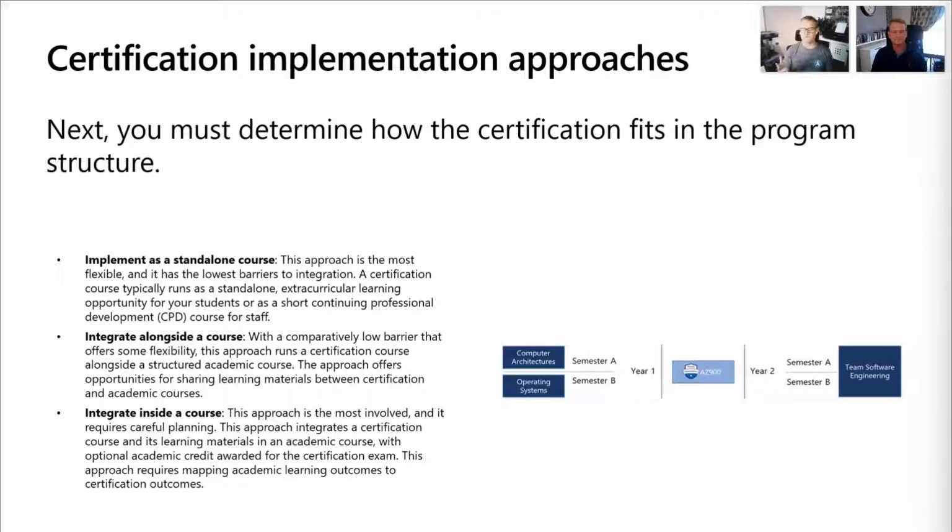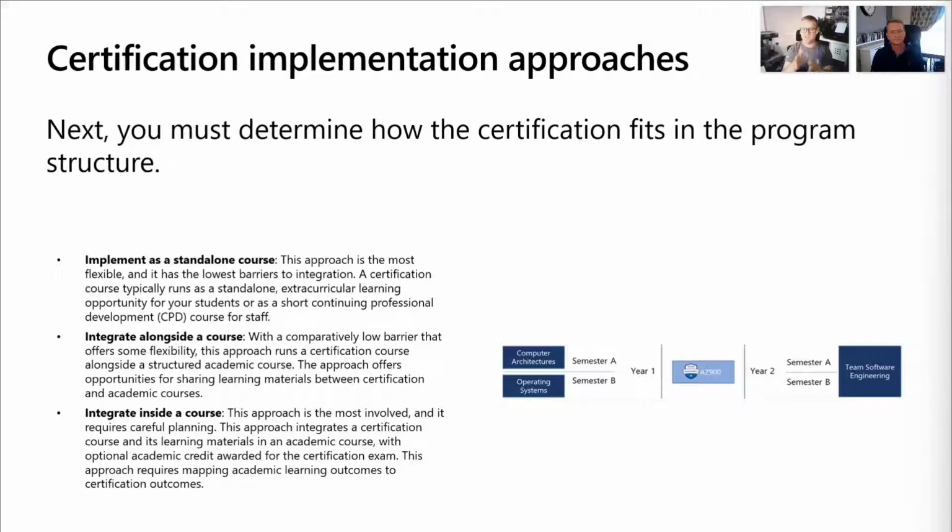So really, there are three models. It's a standalone course, which is just a course that students can attend, and it could be extra vocational, or it could be an opportunity for you to gain professional certifications, attend a Wednesday afternoon class. You've got the integrate alongside a course. So this is a separate course integrated alongside. So there is some dependency. You might be doing teaching of curriculum and then formalized primers and labs in the alongside course.